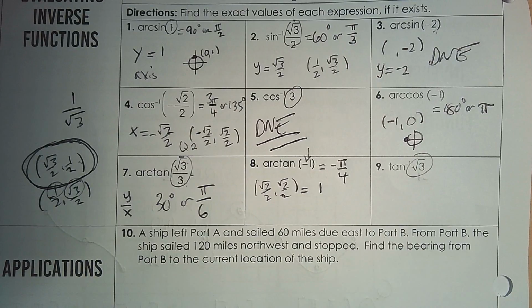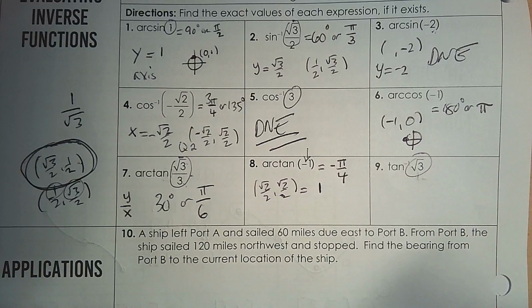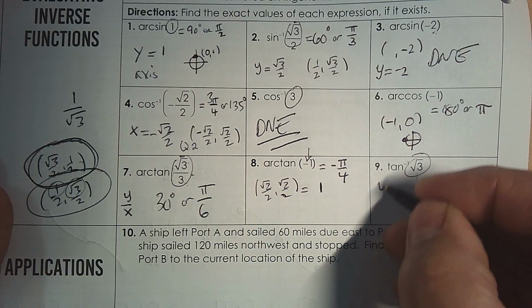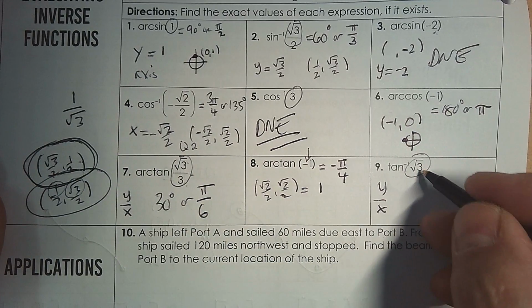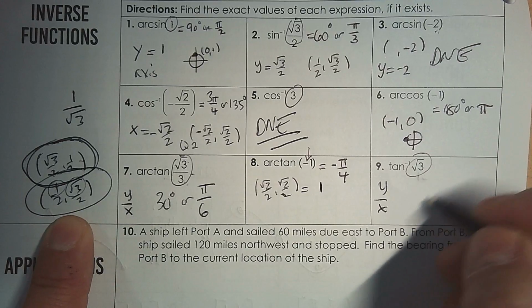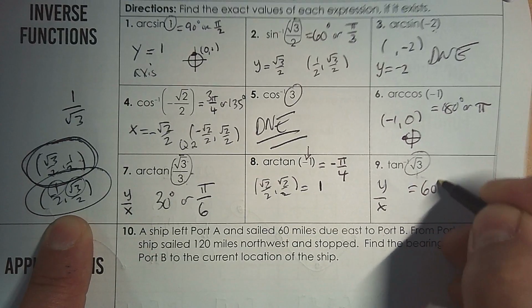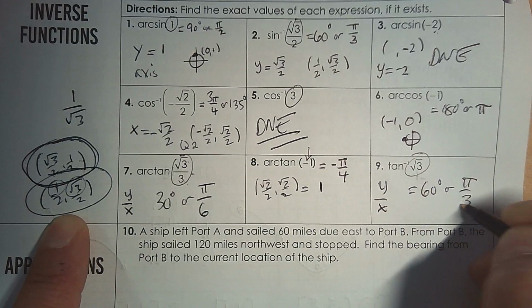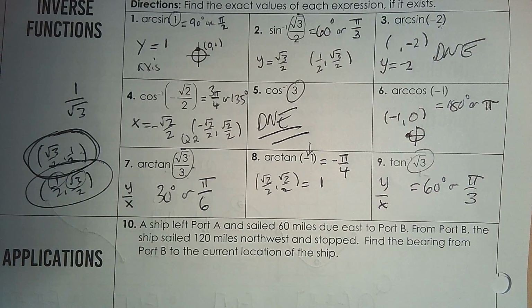All right, last one, number 9, root 3. Which is the reference angle when you go y over x? Gives me root 3. And the answer is 60 or pi over 3. As you practice, you're going to see the same numbers over and over again, and it'll get easier because you've memorized the unit circle. All right, some stories.